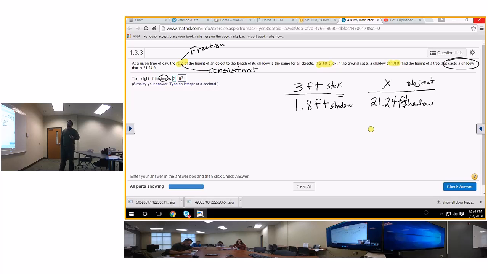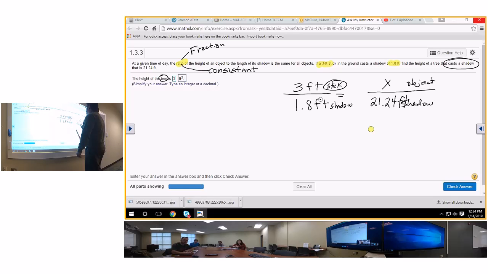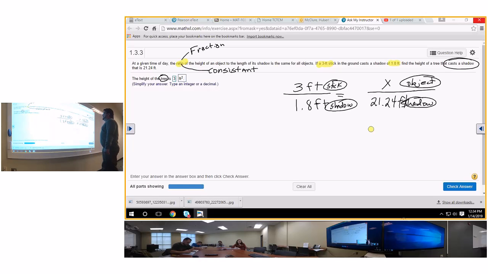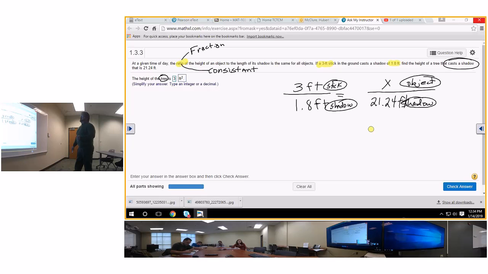You've got to go through and find the pieces and then lay the pieces down over each other, and whatever you put on the top here, it has to go up here. And the shadow goes with the shadow here. It has to be consistent. You can't put stick over shadow and then put shadow over object. You can't do that. So now it's just an algebra equation.